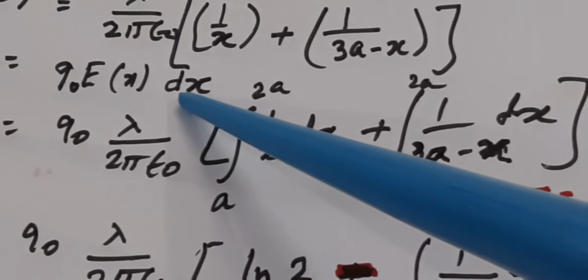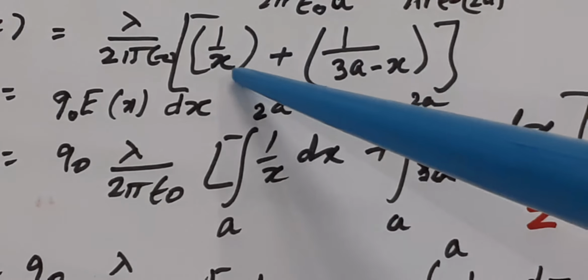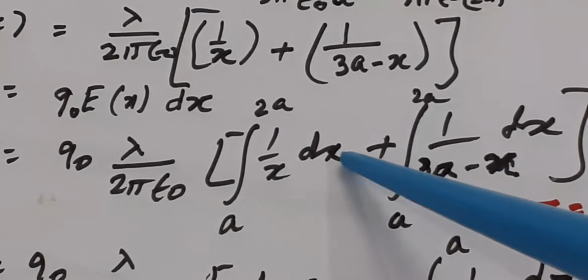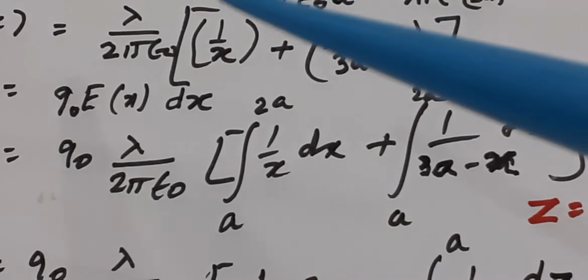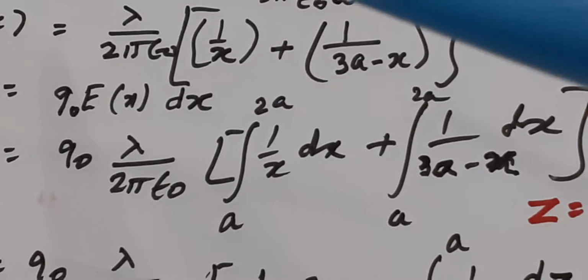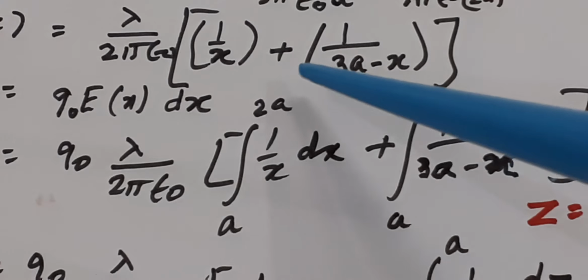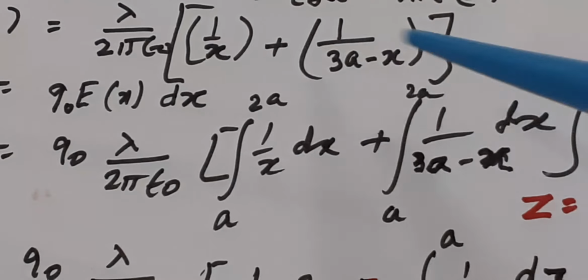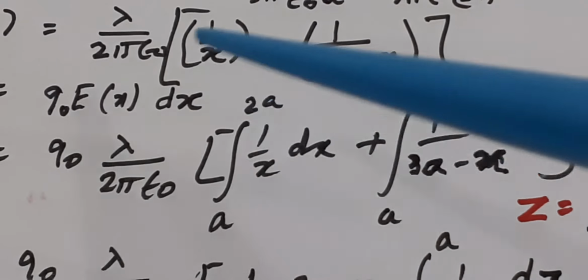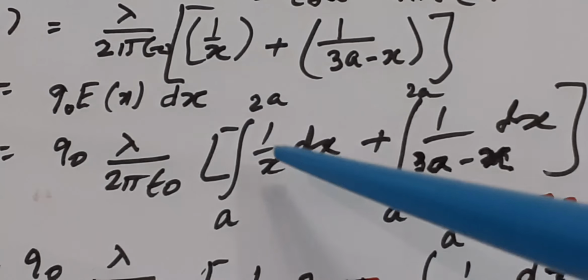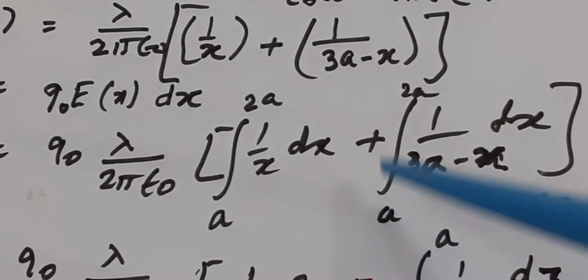Here you can see dx is given individually here as well as here. So dx, this will give the amount of work done. Where will it move from? This charge will move from A to twice A, because B position is at a distance twice A from the left side wire. Similarly, for the other one also, A to twice A.